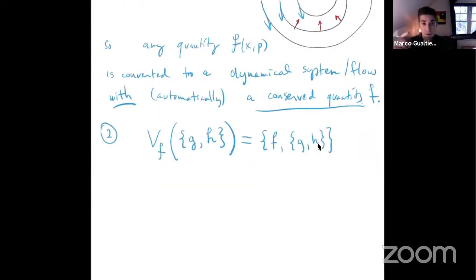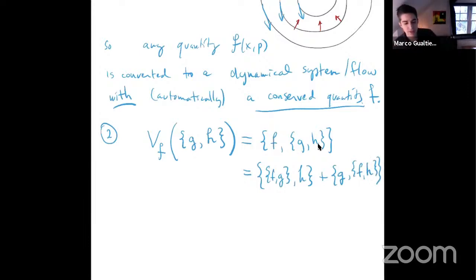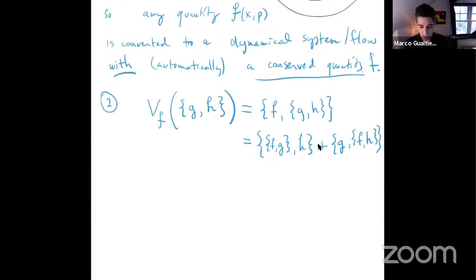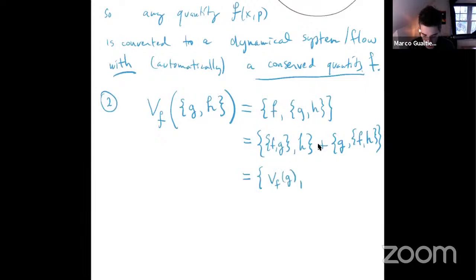And then I can use the Jacobi identity to expand this out. So this will be fg h plus g f h. If you work it out from the Jacobi identity, it looks like this. And then we can reinterpret this in terms of the vector field. We can write it as the bracket of vf applied to g, bracket with h, plus g bracket vf applied to h.